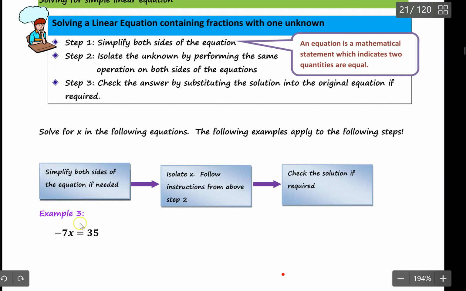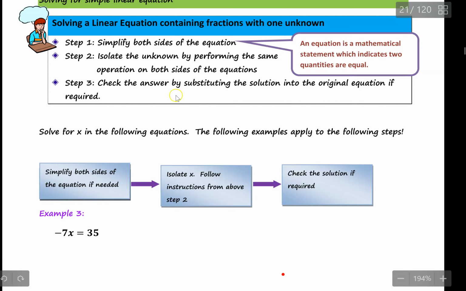It is an equation in mathematics. So equation means whatever you perform on one side of the equation, you must do the same thing on the other side. This concept is called isolating the unknown. Isolating the unknown means you need the coefficient in front of x to be 1. Then step number 3 is you check the answer if it's required.